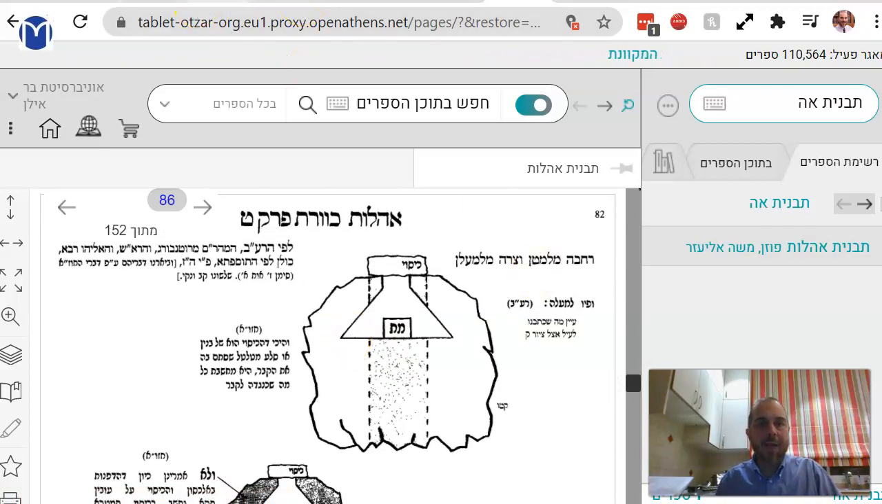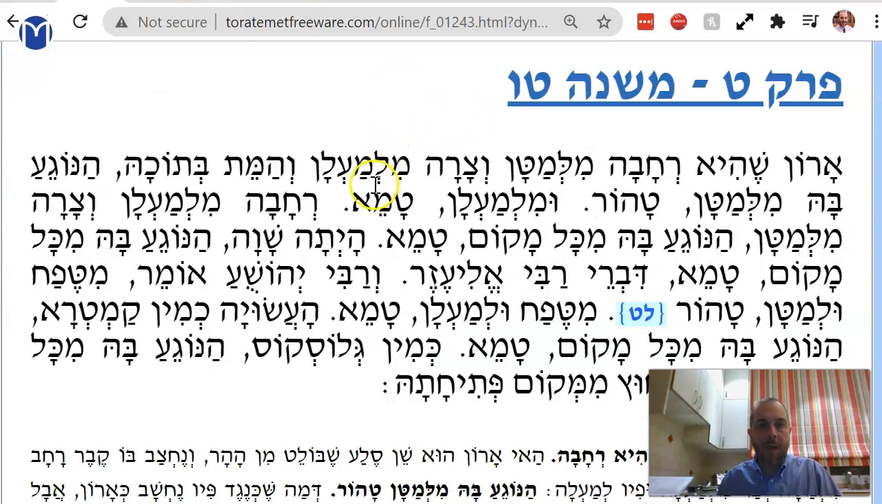The next case, the Mishnah says, on the other hand, is rechava milimala, what if it's wide at the top, v'tzara milimata, and it's narrow at the bottom? Hanogea ba, if you touch this piece of rock, mikol makom tameh. If you touch it anywhere, it's tameh.